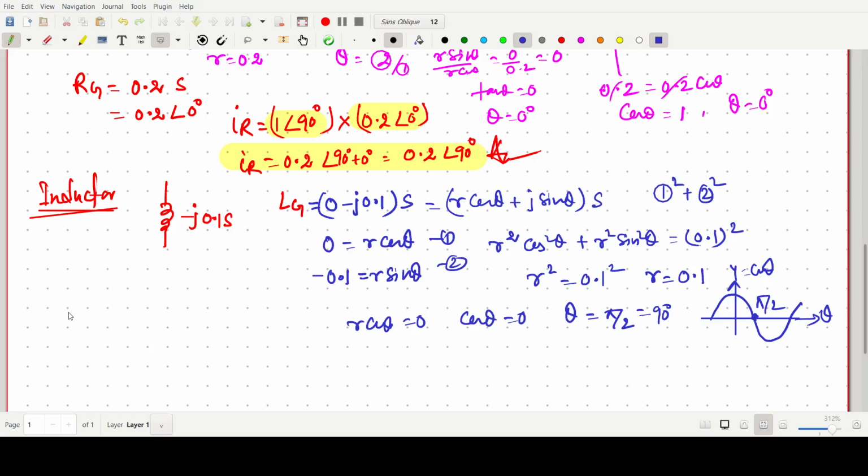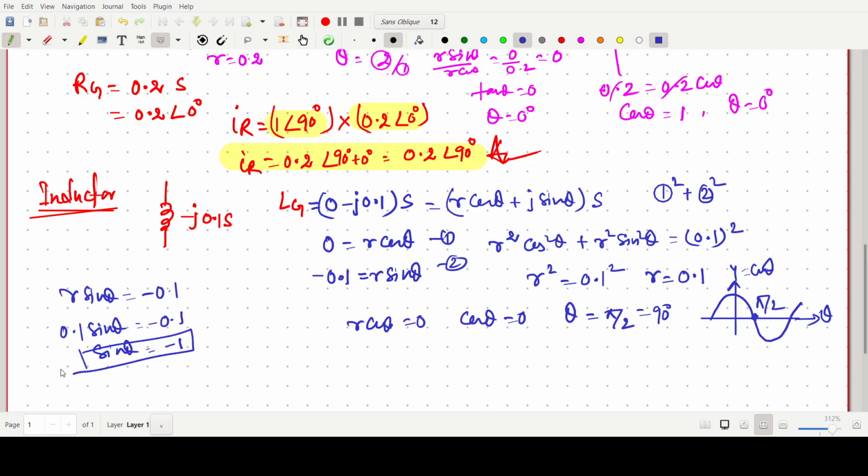Okay, one more thing, here r sin theta equals minus 0.1. What is the r value? The r value is 0.1, and 0.1 sin theta equals minus 0.1. So sin theta equals minus 1. So here two different things: sin theta equals minus 1 is also coming.